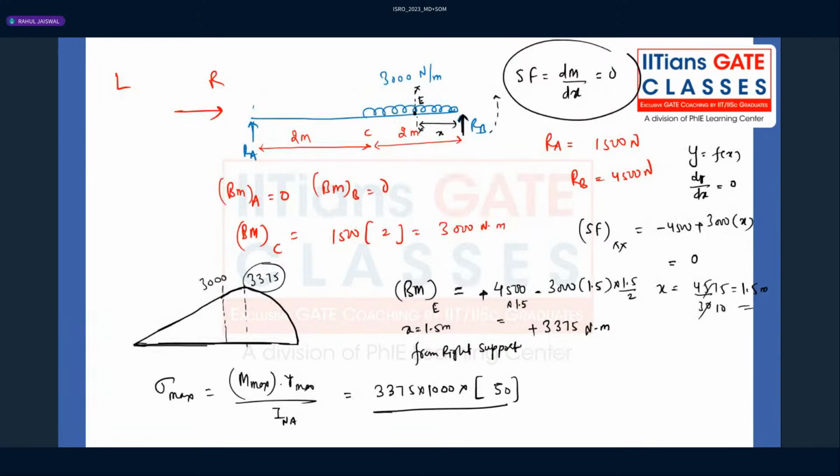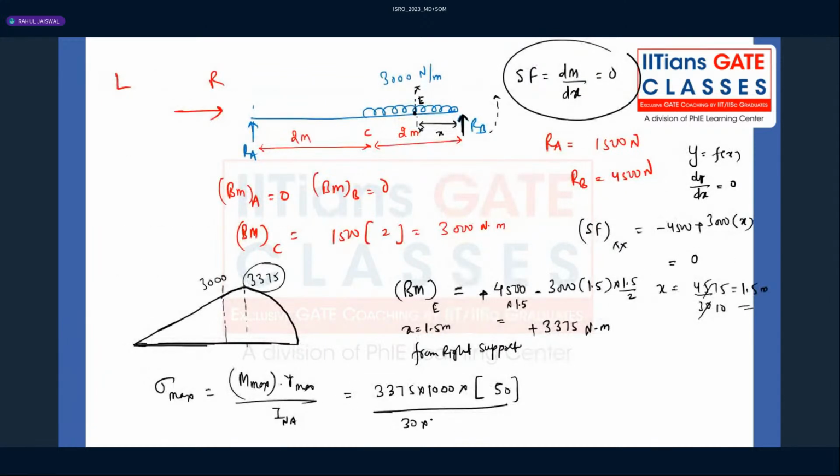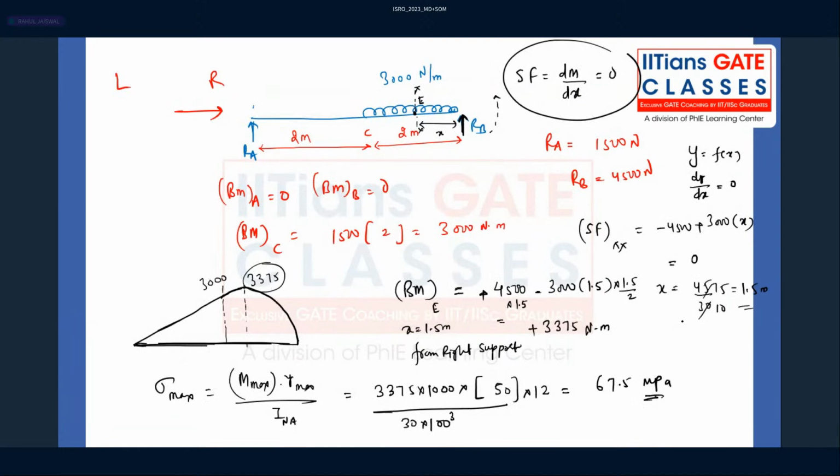This is the vertical bending case, so it will bend about this neutral axis. And moment of inertia will be 30 into 100 cube divided by 12. So now when you calculate, you will be getting the answer as 67.5 megapascal. That is the maximum bending stress.